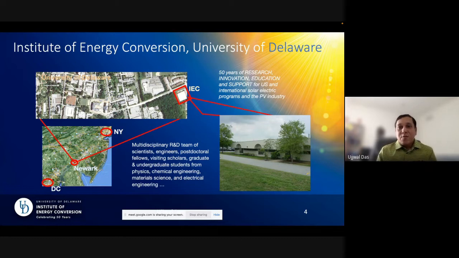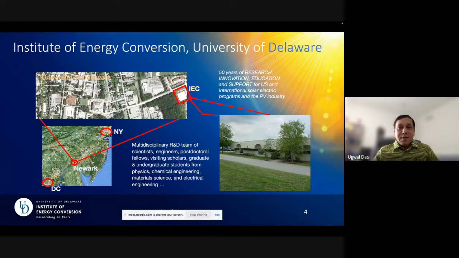We are one of the oldest research institutes dedicated to solar photovoltaic research and education. And the IEC was established in 1972. So we are celebrating our 50 years of research, innovation, education, and supply chain support for the US and international solar electric programs and the PV industry for over the last 50 years.